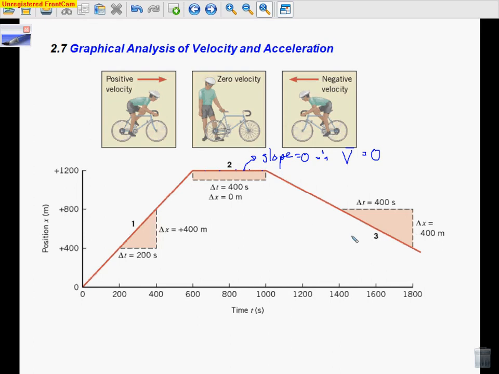Alright, then over here, this time we have a negative slope. Now, as time goes on, we see that our position is decreasing, or we're going back toward the origin. That means we've turned around and we're going backwards, or we're moving in the negative direction. If you calculate the slope of this line, you're going to get a negative value. That indicates that we're going in the negative direction. We have a negative velocity. So here, our average velocity is going to be negative.